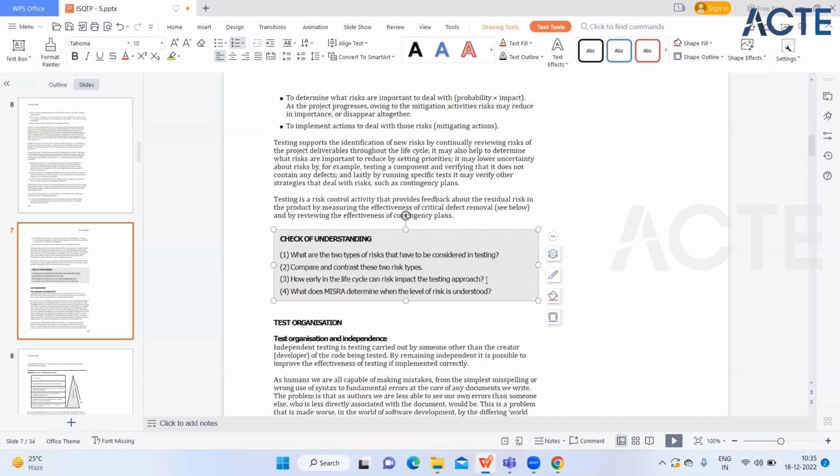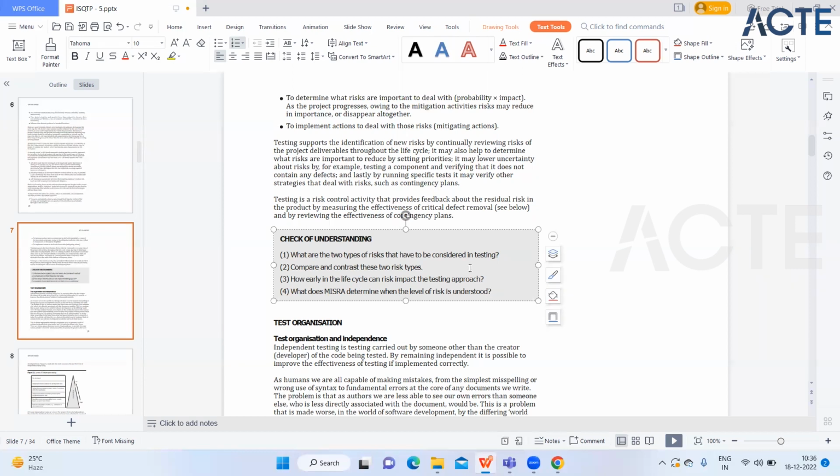So it's obviously the starting stage, which we have learned: we should calculate the risk from the starting phase itself. Okay, what does MISRA determine when the level of risk is understood? So this was the example which we have learned, so just read it again so that you will understand.